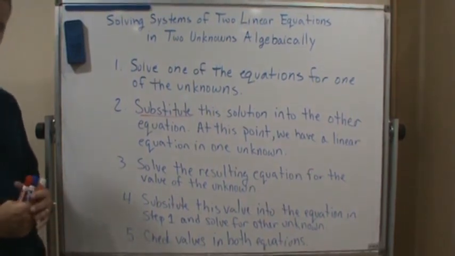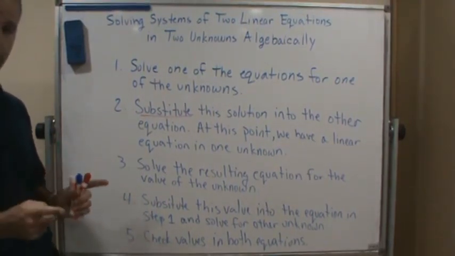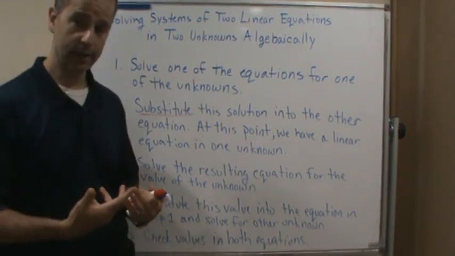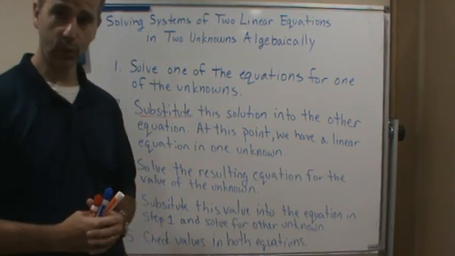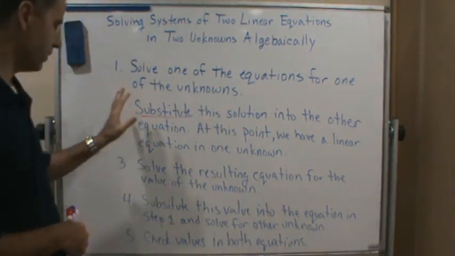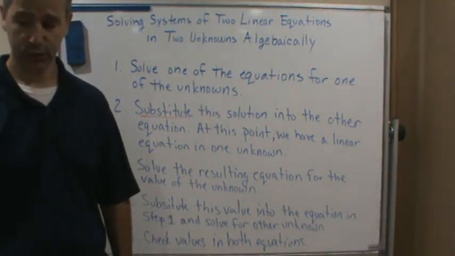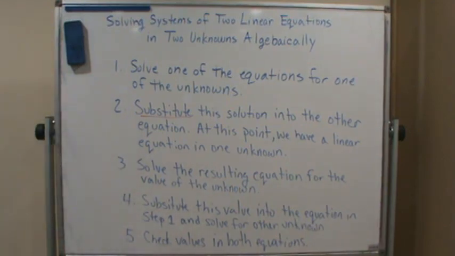And then step five is you want to check to make sure that both of the unknowns satisfy both of the original equations. Okay, always check. So these are the steps that we're going to use in the next few examples.